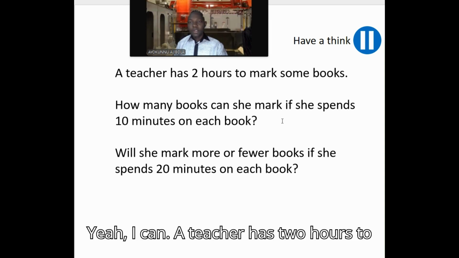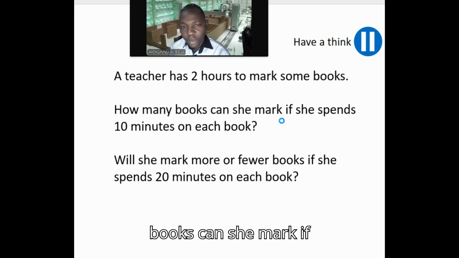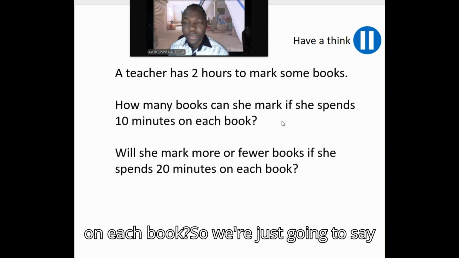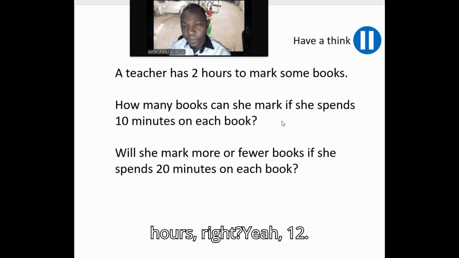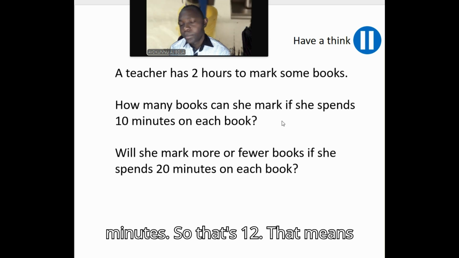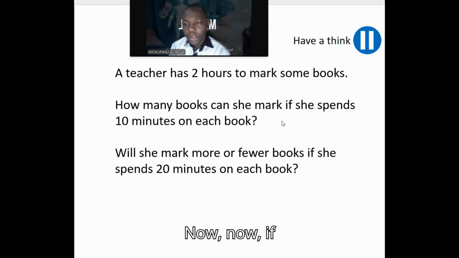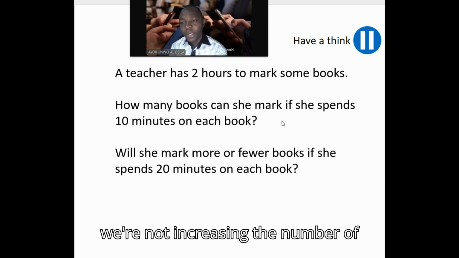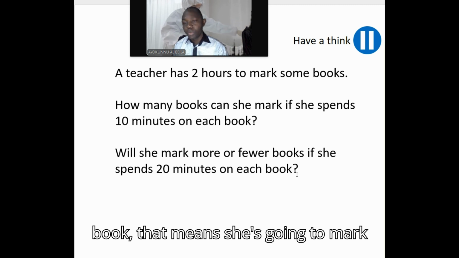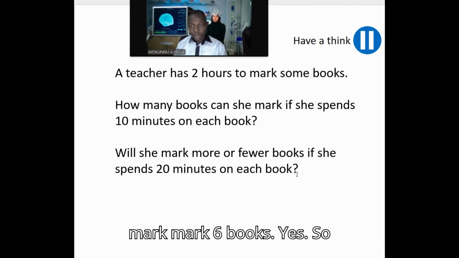Yep, I can. A teacher has 2 hours to mark some books. How many books can she mark if she spends 10 minutes on each book? So, we're just going to say how many 10 minutes can we see in 2 hours, right? Yeah, 12, because that's 120 minutes. That means she can mark 12 books. Now, if we increase the number of minutes she's going to spend on each book, that means she's going to mark fewer books, right? Yeah, she only gets to mark 6 books.